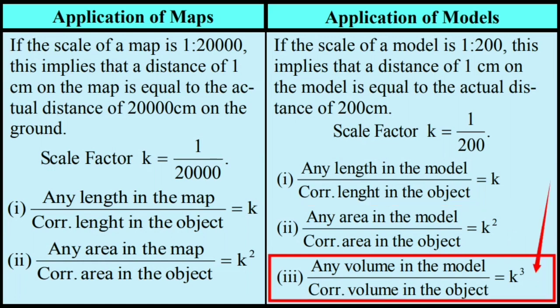Third point, any volume in the model divided by the corresponding volume in the object is equal to the cube of the scale factor, that is K cube. The only difference between maps and models is that maps are two-dimensional figures and models are three-dimensional figures. Means maps are plane figures and models are solid figures.